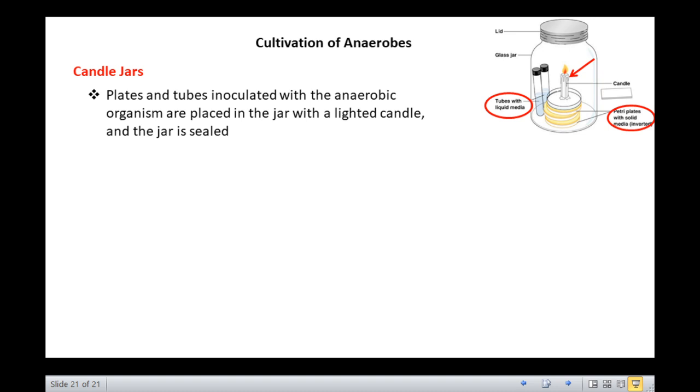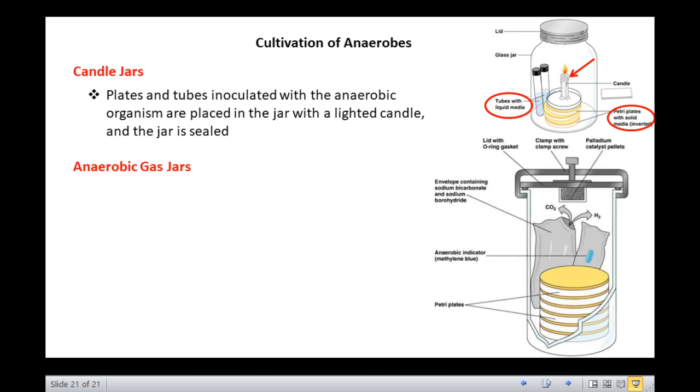The next method is that of anaerobic gas jars. Anaerobic jars or the gas pack system are used to incubate plates in an anaerobic atmosphere. The basic principle of all anaerobic jars is the same: removal of oxygen from the chamber by reaction with hydrogen added to the system in the presence of a catalyst. The oxygen combines with hydrogen gas and is reduced to water.